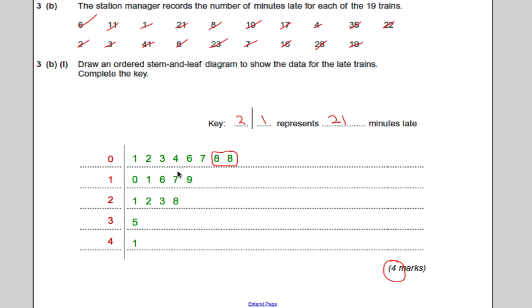In other words, if I was to go back to my stem and leaf diagram, all of these numbers would be reduced, or would go down by 1, or all of these numbers would go down by 1.